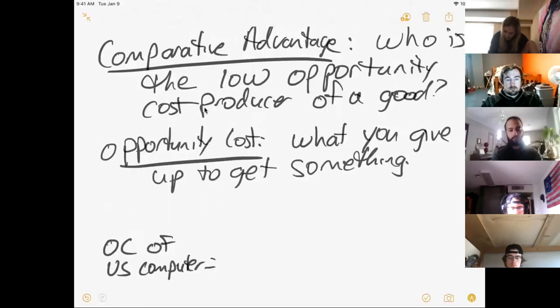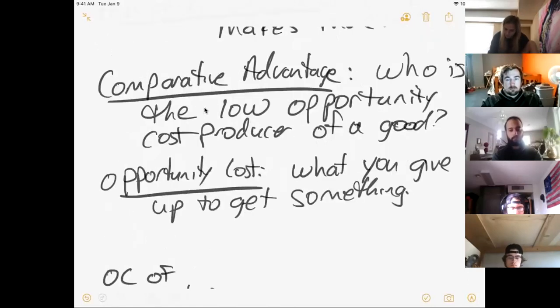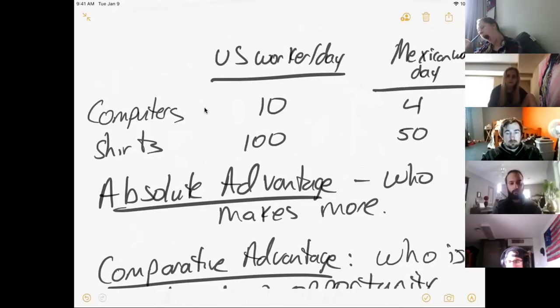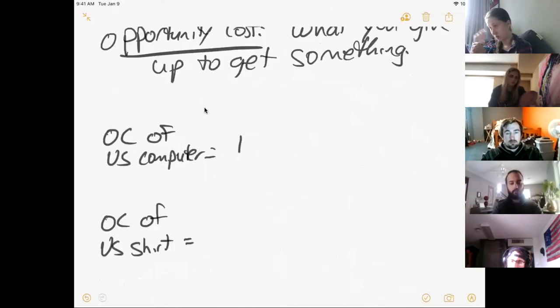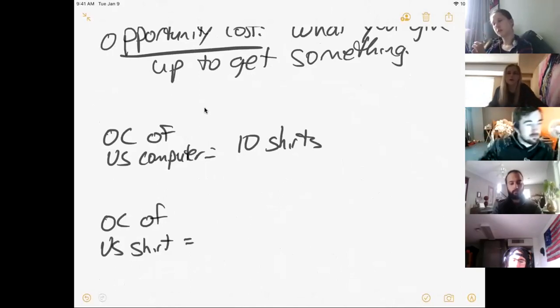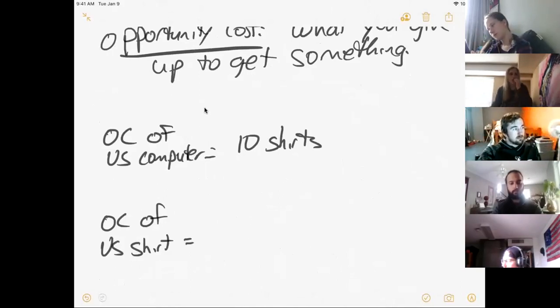So let's think about this. Opportunity cost is what you give up to get something. What does the US give up to get a computer? Yeah, exactly. They give up 100 shirts for every 10 computers, or 10 shirts per computer. That's the opportunity cost of a US computer.